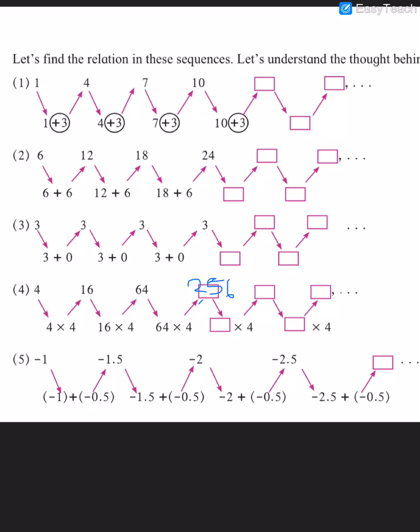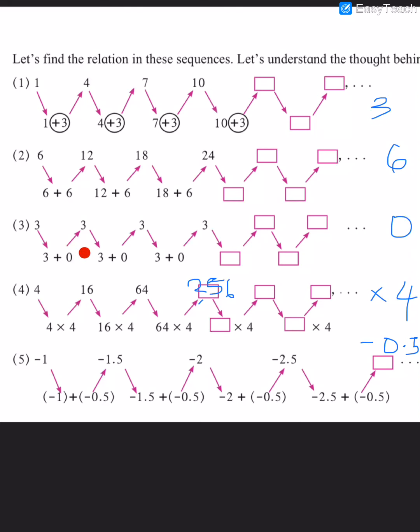So we can see that the increase in the first question is 3, in the second question the terms increase by 6, and in the third question it increases by 0 since the terms are repeating, and in the fourth question it increases by 4. Here we are not adding, we are multiplying by 4. In the last question a negative number is added to each term, that is minus 0.5.